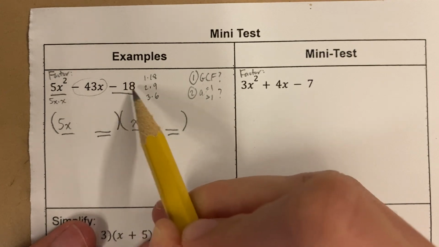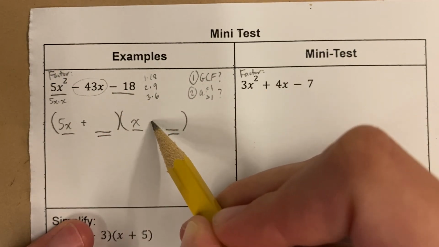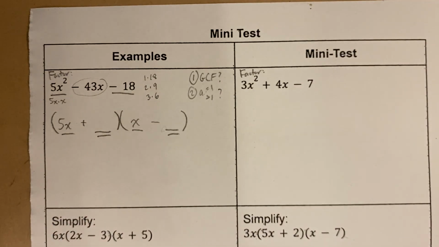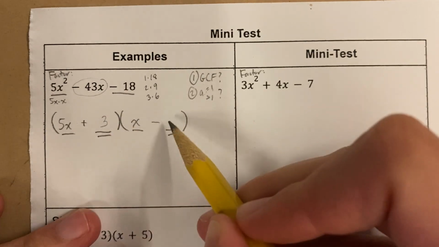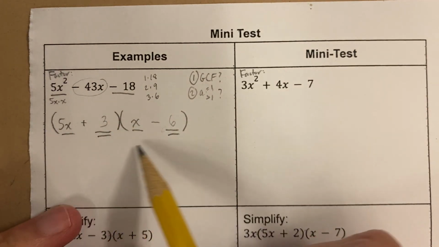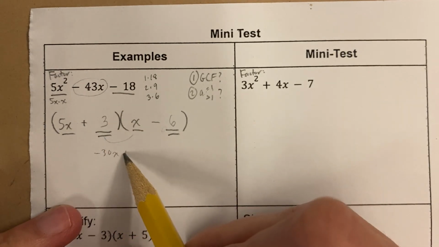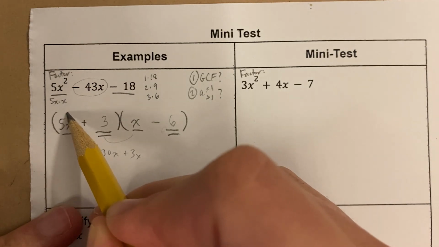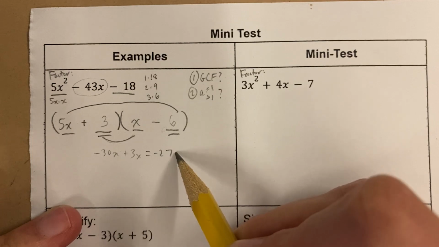Now, I also observed that the 18 is negative. So if I'm multiplying to get a negative, that means I need a positive and a negative. So let's just start with 3 and 6. I'm going to put the 3 here and the 6 here. Notice I'm writing really lightly now because I might have to erase. So this is 5 times negative 6, that's negative 30x, plus 3x. Here's what I'm checking: this multiplication and this multiplication. That equals negative 27. That's a no.